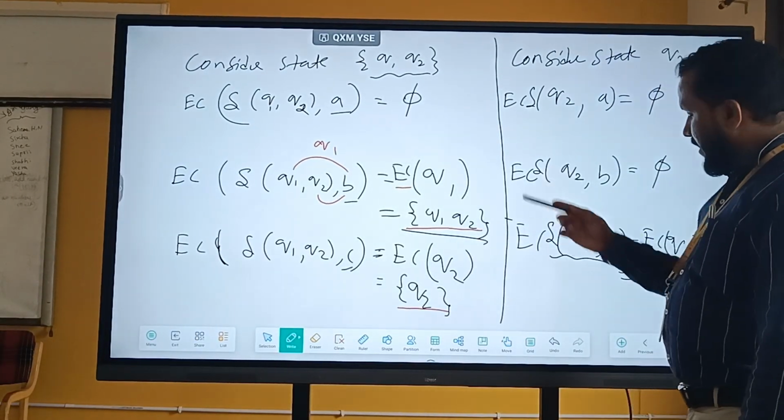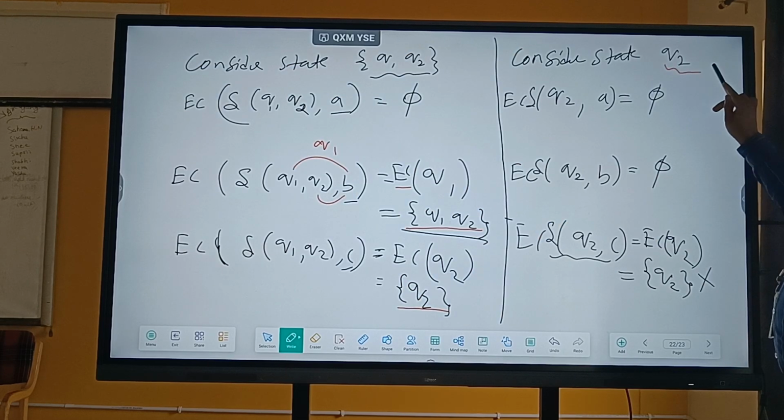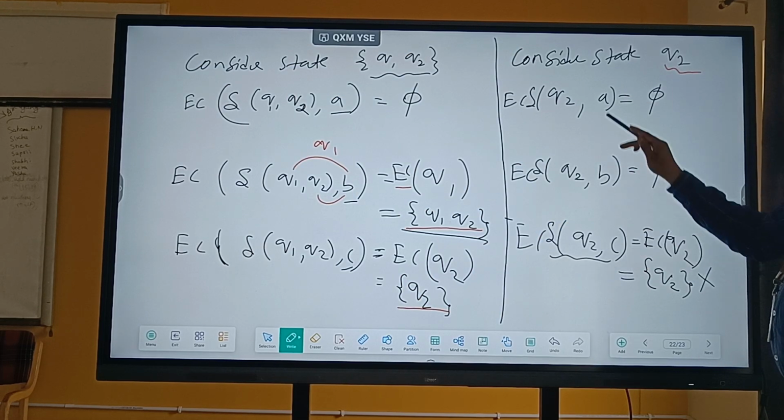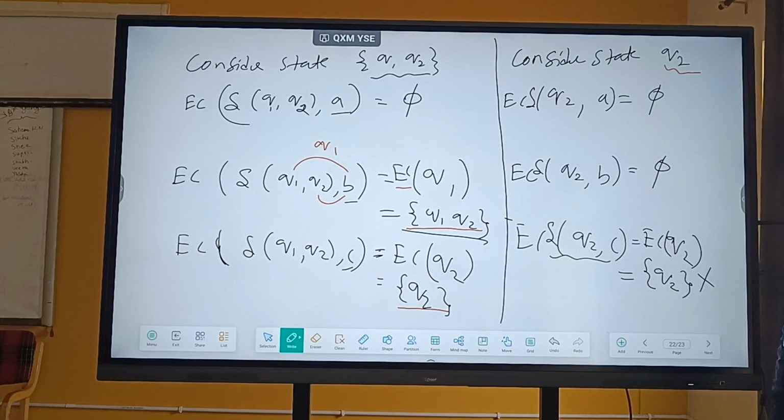That we apply later after this, because we have considered only this one, right? We need to consider this one first. Later we'll go for those states. So what is the key state? We will consider this Q2. Same thing will apply here: Q2 on A, none; Q2 on B, none; Q2 on C, we will get Q2 only. We will find the epsilon closure of Q2, and we get Q2 only.